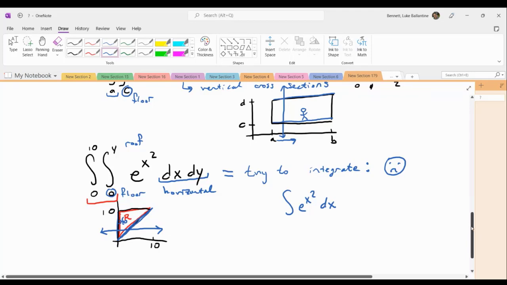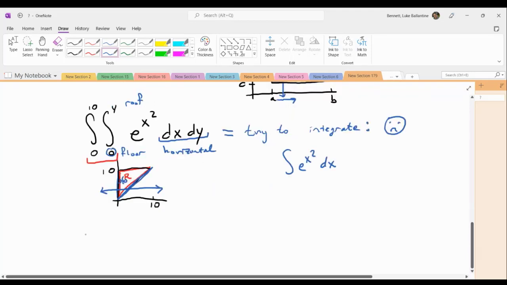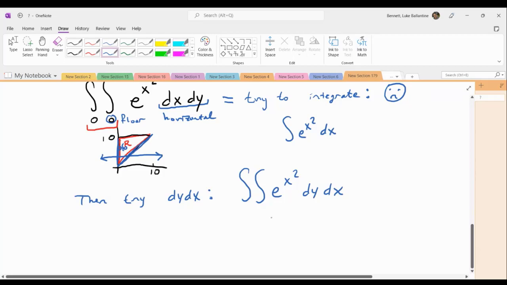But if we change, then try dy dx. So we're going to change the bounds. Well, first let's just write everything. We're going to change to dy dx. So my suggestion is to write it out first, and then worry about the bounds once you have the differentials in order. And so now we have the same region. We're just looking at it from a different perspective.